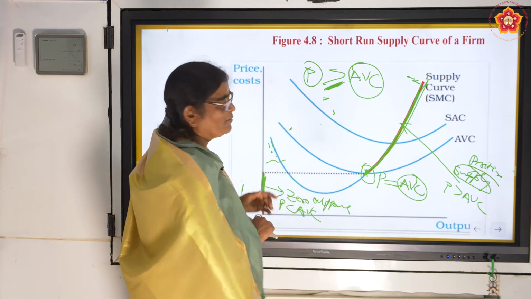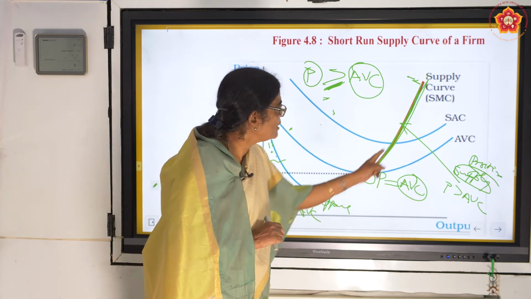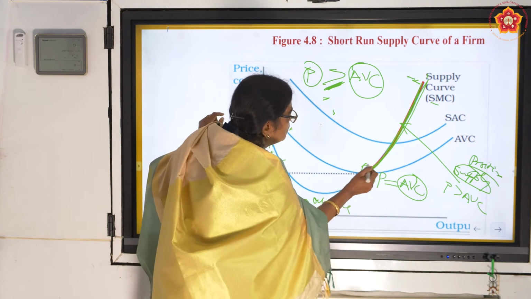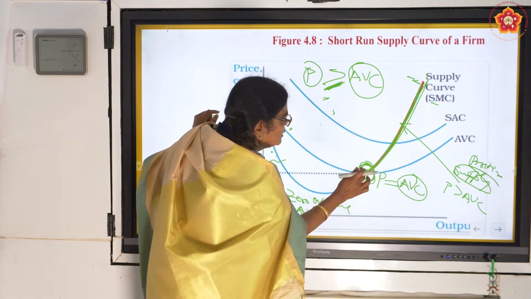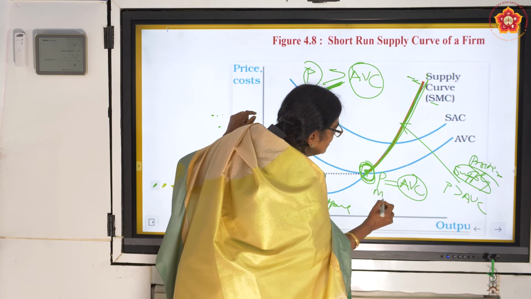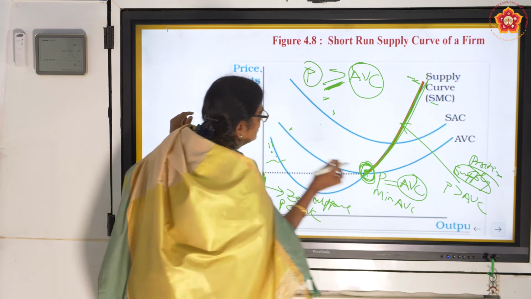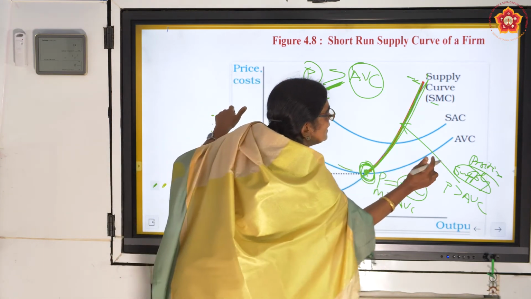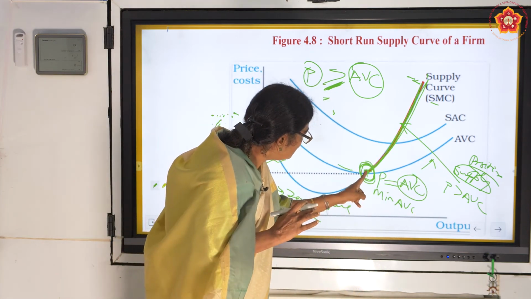Therefore, what is the supply curve? We have to define the supply curve of a firm as the rising part of the SMC curve from and above. From this point it is rising. Therefore, from and above: from means here, above means this portion, from and above the minimum AVC. This is the minimum point of the AVC curve. The AVC curve decreases, reaches the minimum and again increases. All that we have studied, the law of variable proportions is the reason. Now, this is the minimum point.